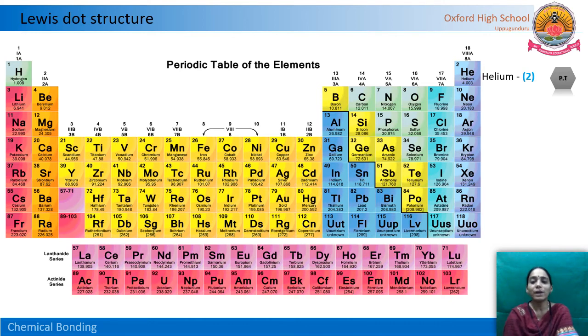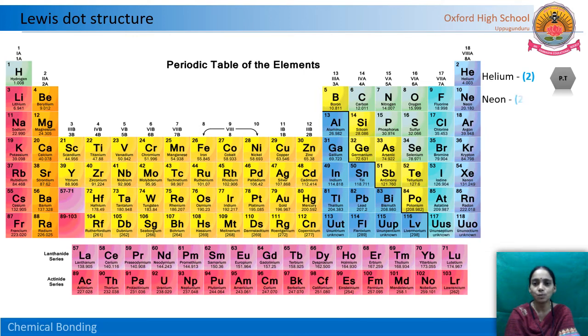What is the reason why they are called like that? Because, as we have studied in our previous class, they don't participate in any chemical reaction. That's why they are called inert gases. Let us see the electronic configurations here.